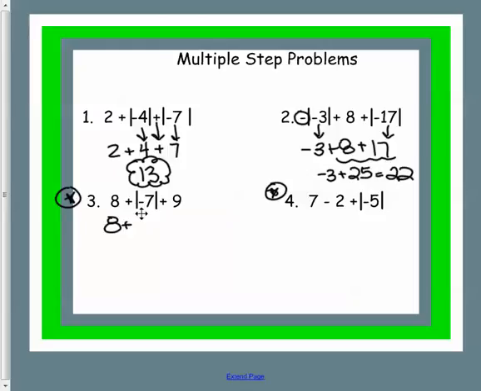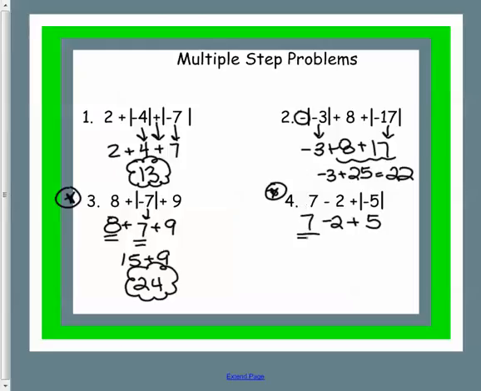All right, bring down your 8 plus. You've got a negative 7, so this is 7 because it's the absolute value. So 8 and 7 make 15, and 15 plus 9 makes 24. Over here, we have 7 minus 2 plus the absolute value of negative 5, which is 5. So first add your positive 7 and your positive 5 and get 12. And 12 minus 2, they have different signs. This is like normal subtraction. Different signs, so take the sign of the greater absolute value and subtract, and we get 10.